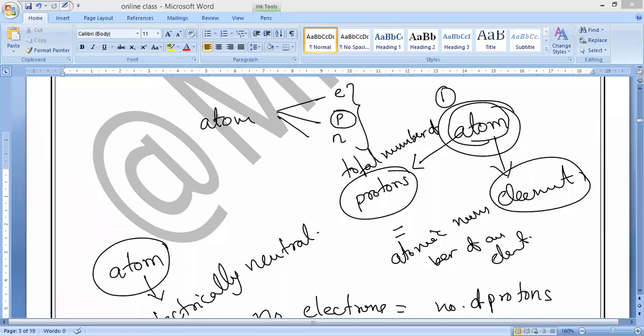So the number of protons in one atom of an element is known as the atomic number of that element. Do you understand, guys? The atomic number of that element. Yes, please respond. That is the atomic number of that element.